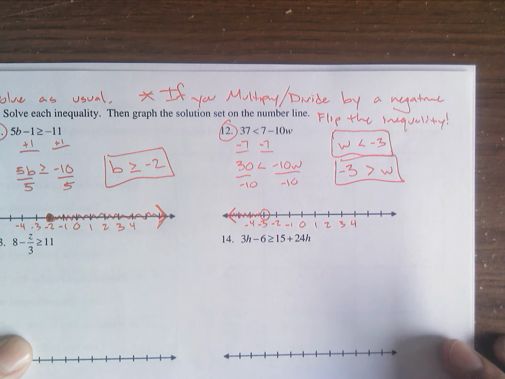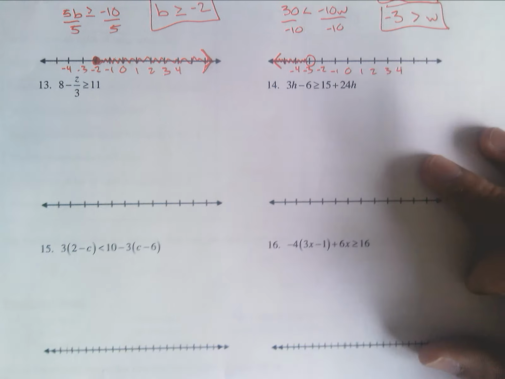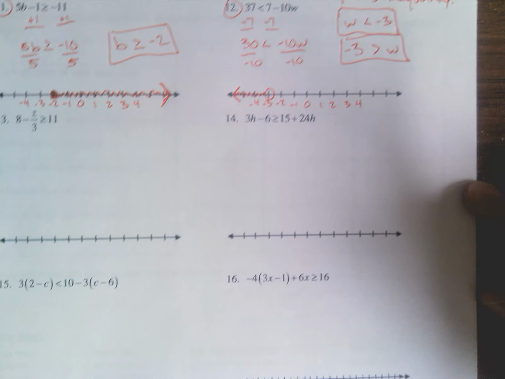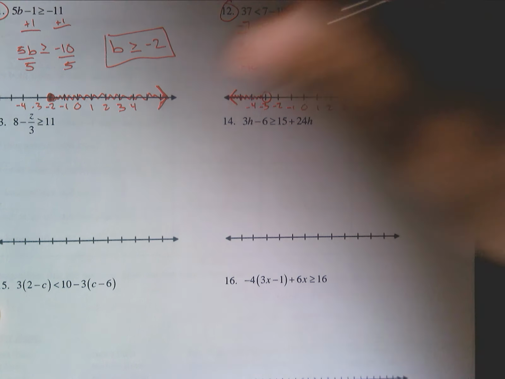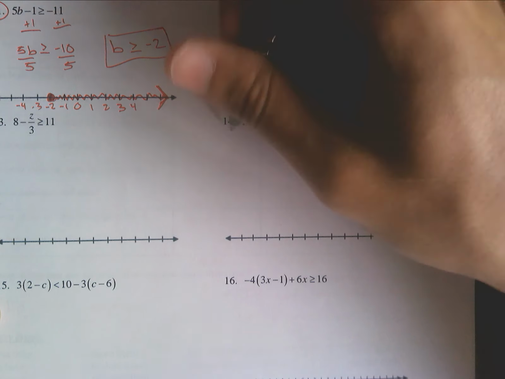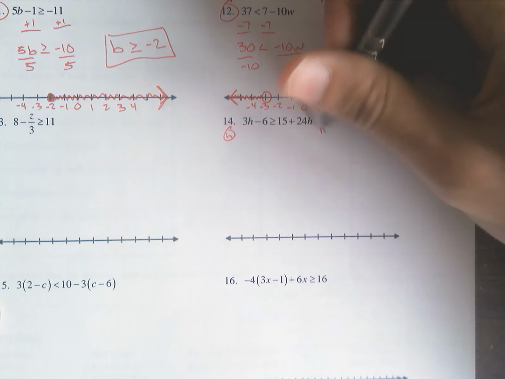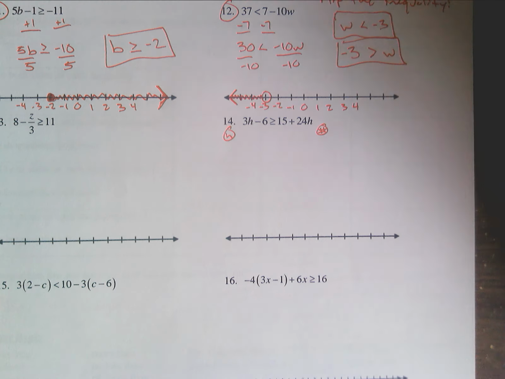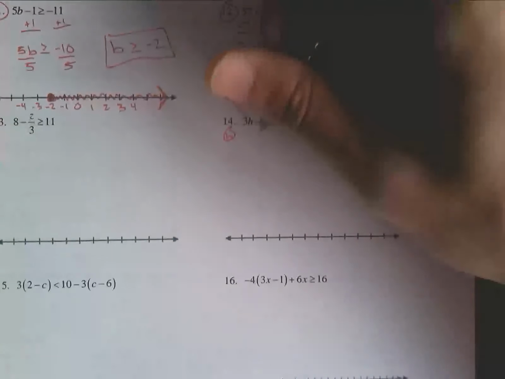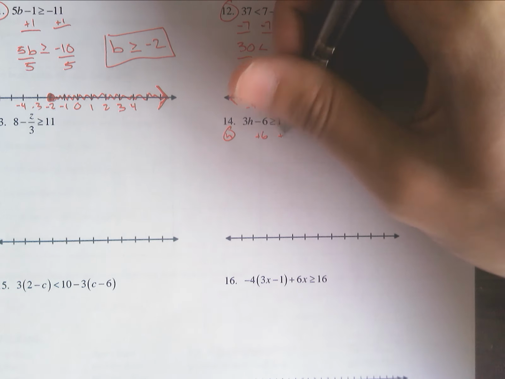Let's try one more. Let's try number 14. So here I have variables on both sides of the inequality. So step 1 is to choose a side for the variables and choose a side for the numbers. I'm going to choose the left-hand side for the variables, the right-hand side for the numbers. So we have to move all the numbers to the right-hand side. I'm going to move this minus 6 to the right-hand side.